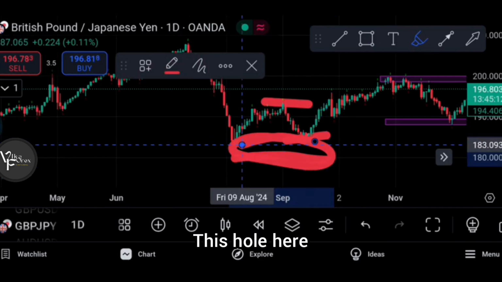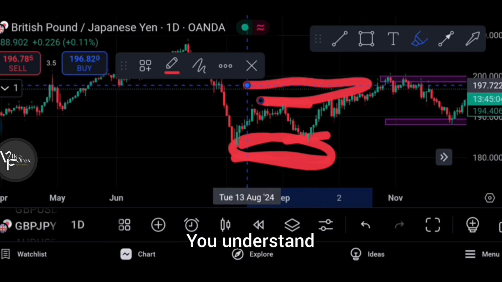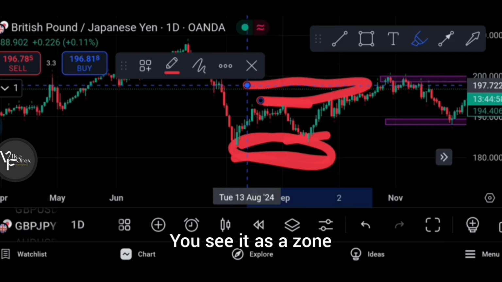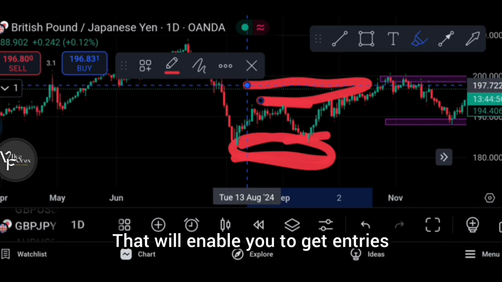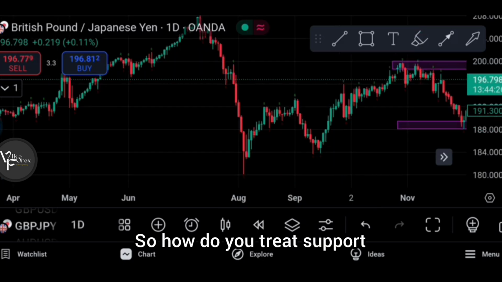This whole area here is support. You understand? And then this whole place here is resistance. You understand? So you don't see support as just a straight line. You see it as a zone. And that will enable you to get entries and not miss entries. You understand? So how do you trade support and resistance profitably?